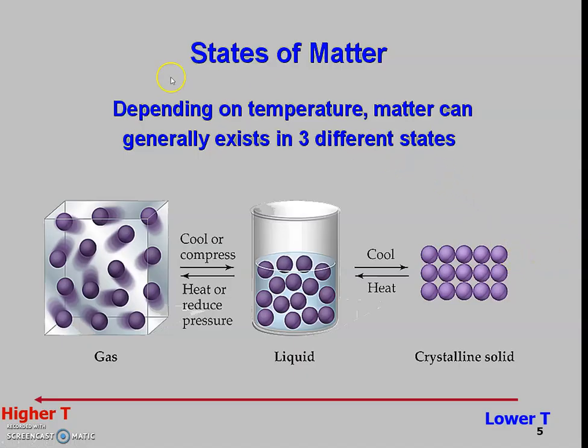So if you look into this figure, this shows the states of matter because they depend on the temperature. That's why matter can exist in 3 different states. If we start from here, at higher temperature, matter can exist in the form of gas. When gas is cooled or compressed, it can form liquid. And whenever it is cooled further, it can form crystalline solid, meaning that the solid can exist at lower temperature.